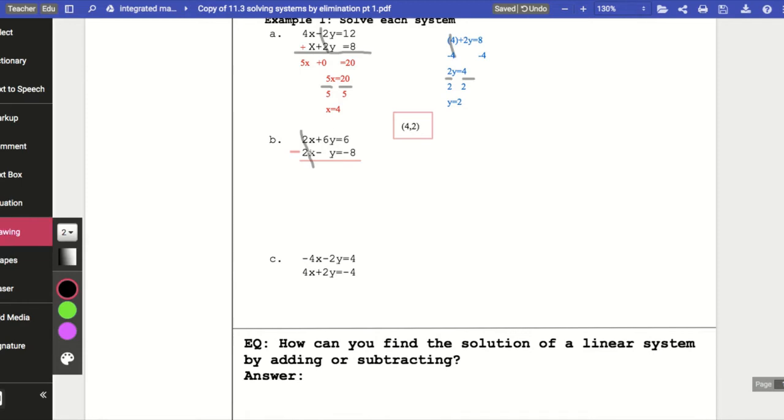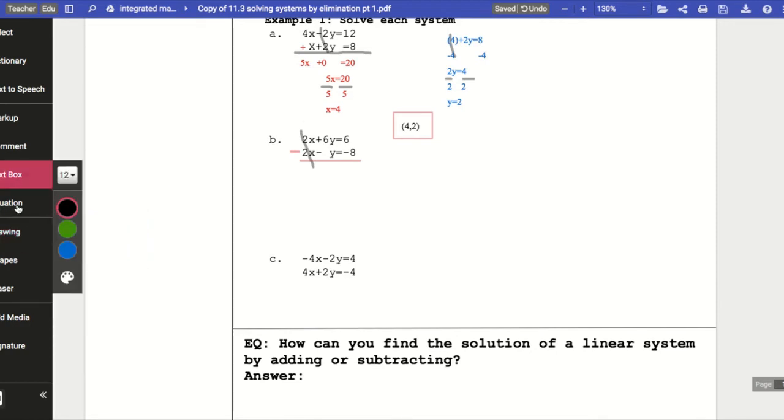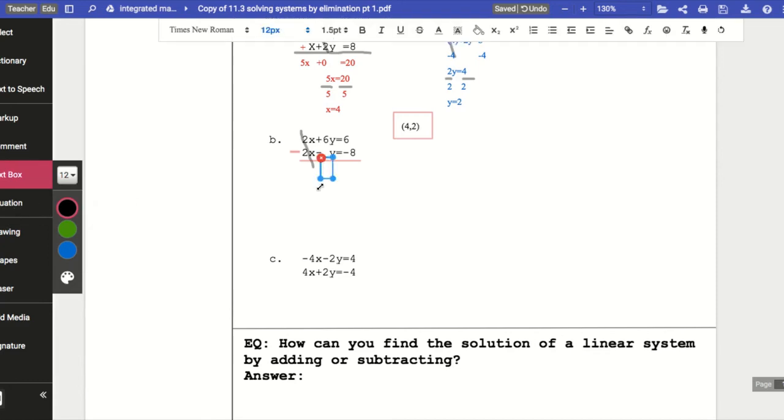Now be careful when you're subtracting. It's not going to be just 6y minus y to get 5y. It's going to be 6y minus negative y, which remember those two negatives make a positive. So then I'm going to have 7y. So 7y equals, actually we'll do a different color on this one so you can see that it's different. 7y equals, and then now again I have 6 minus negative 8. And so 6 minus negative 8 is the same thing as 6 plus 8, which is 14. 7y equals 14. Divide both sides by 7. y equals 2.